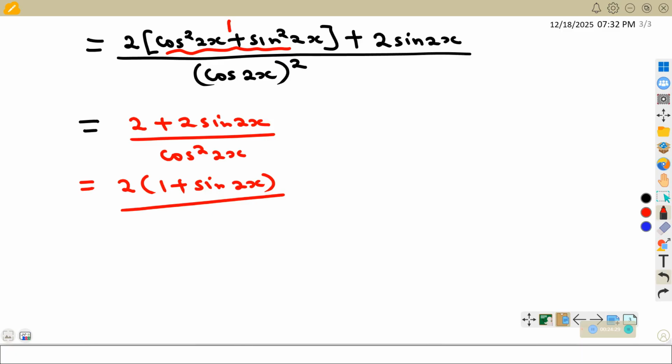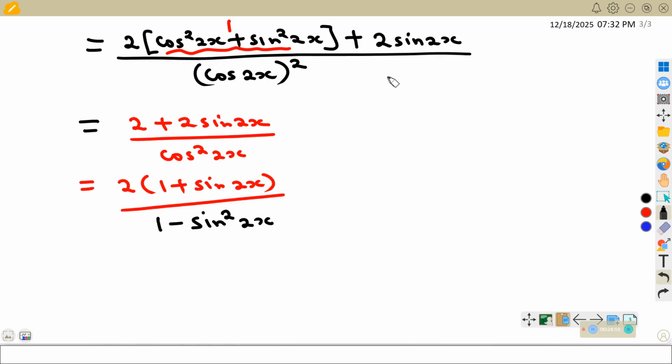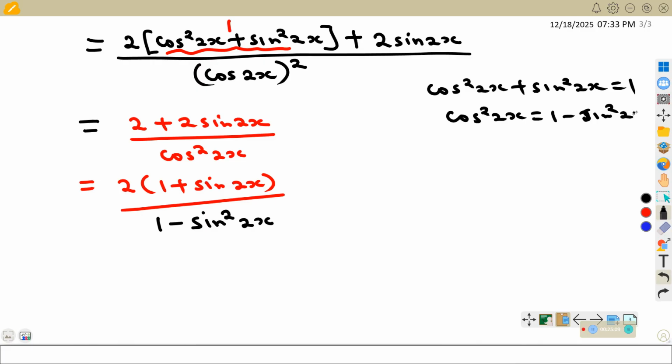When you look at cos squared of 2x, it can also be written as 1 minus sine squared of 2x. I hope that one is very okay for all of us. The reason is, as we saw here, when you have cos squared of 2x plus sine squared of 2x, it is equal to 1. Meaning if I have cos squared of 2x, I can still have it as 1 minus sine squared of 2x. So that's why I'm substituting for this.